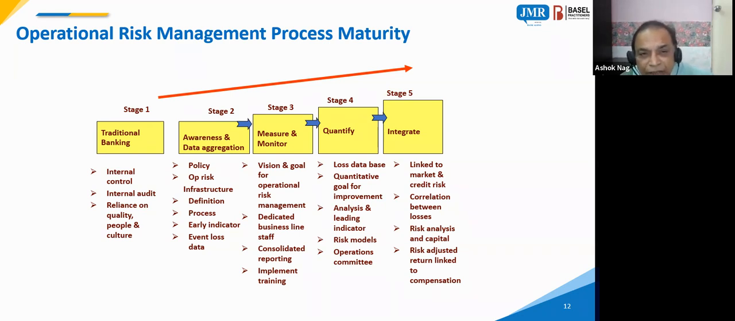Then stage two is the awareness and data aggregation. What is the policy of operational risk? What is the HR policy? What are the various kinds of policies there? It is then the operational risk infrastructure: definitions, process, early indicators, and event loss data. Event loss data we'll come to later on.